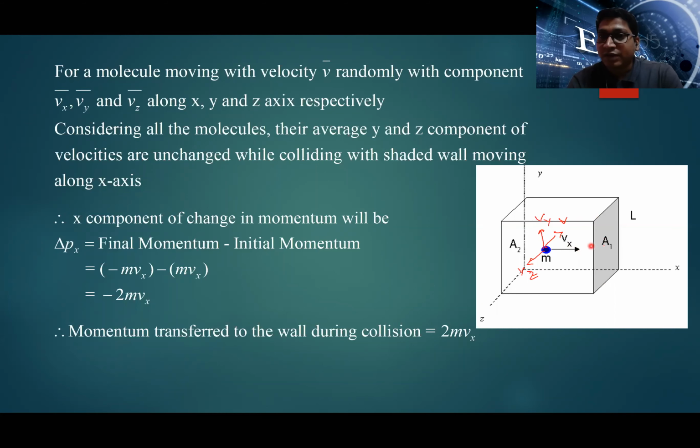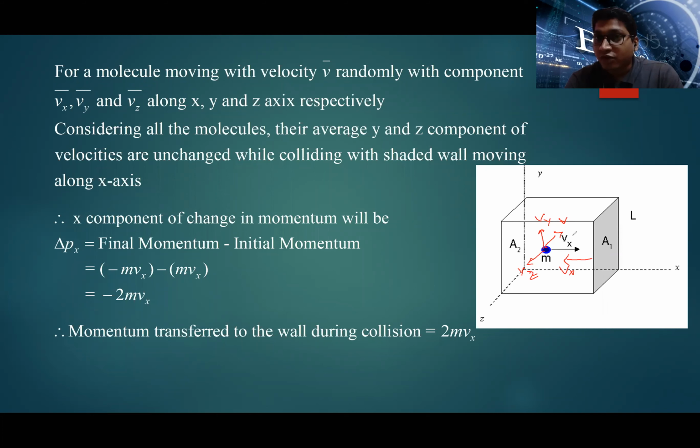Now what will happen after collision? Again, remember the assumption. We have said that each and every collision, whether the molecules are colliding with each other or with the walls of the container, is always going to be elastic. Once we say the collision is elastic, that means there is no loss of energy. So after collision, this molecule will reverse its direction, and it will move in the opposite direction with the same magnitude.